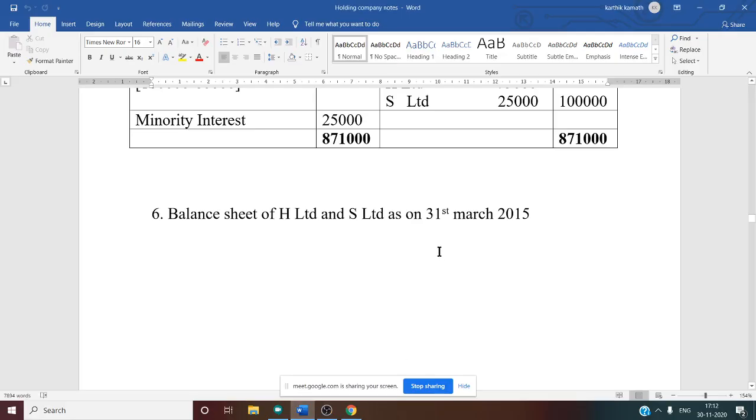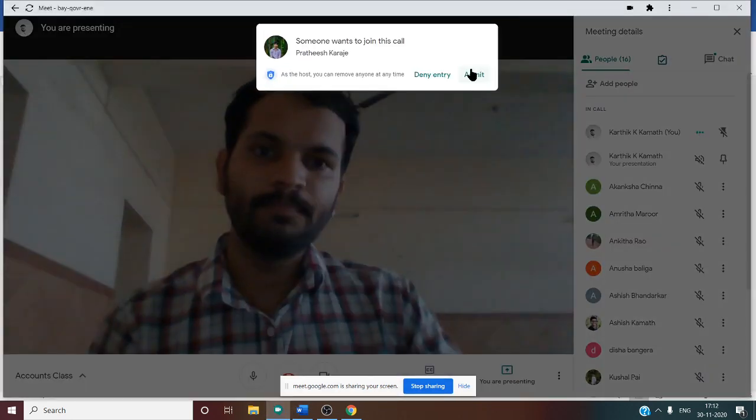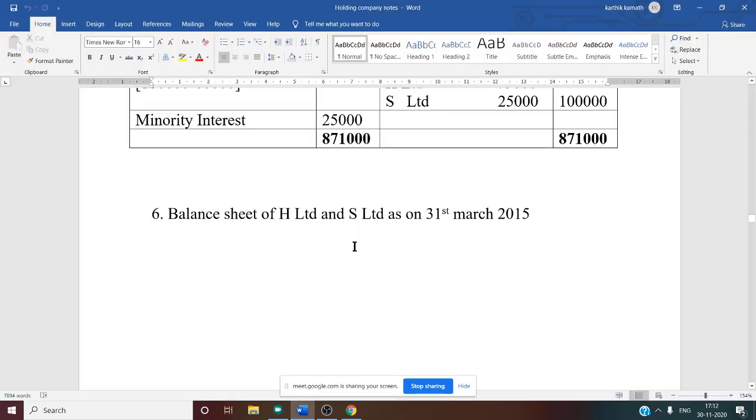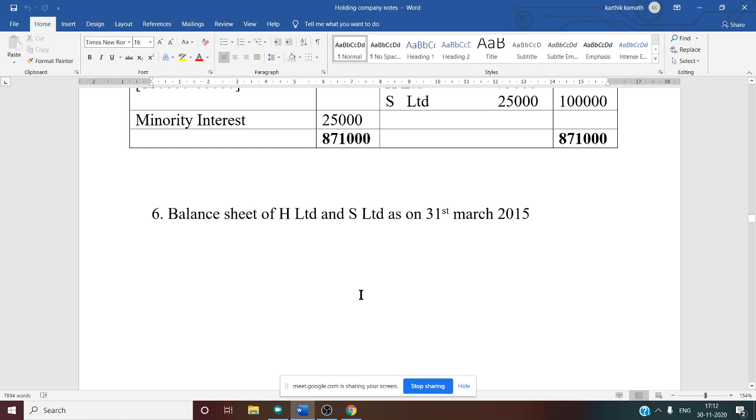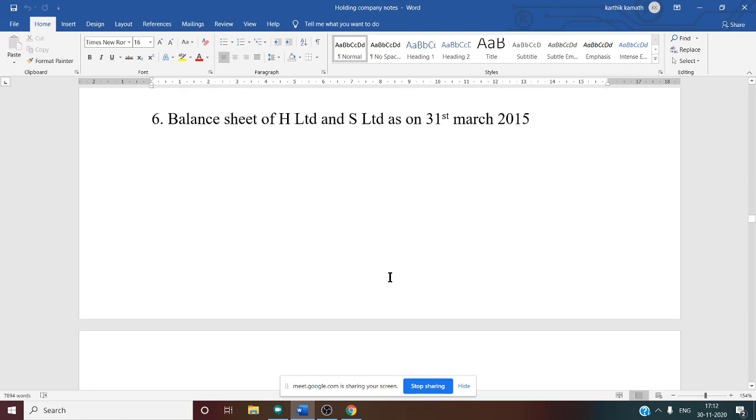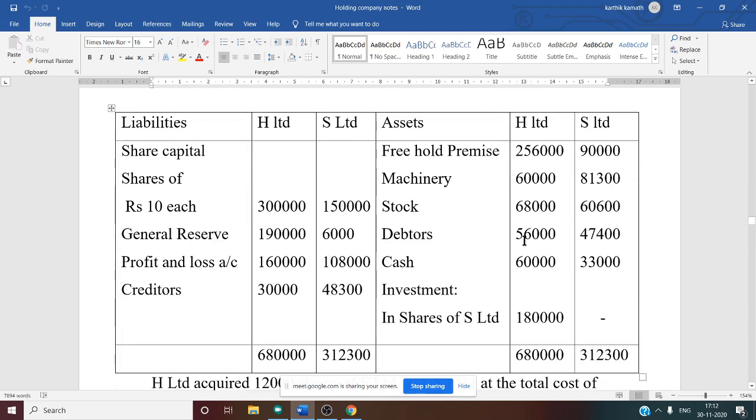So till now we have discussed holding companies' accounts up to problem number 5. Now let us see problem number 6. The balance sheet of H and S Limited is given. The balance sheet of the holding company and the subsidiary company is mentioned as on 31st March 2015. So let us see the balance sheet.